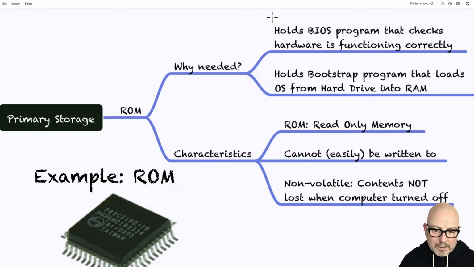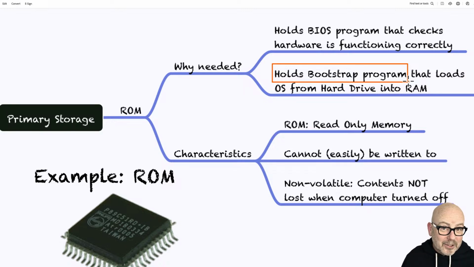First of all, it holds the basic input-output system, and that checks to make sure that the computer's functioning properly. Is there RAM? Is there an operating system? No, it doesn't check that. Is there a fan? It just checks to make sure all the hardware is there. And once it's checked to make sure everything's there, that an operating system could be run, the next thing that happens is that it runs the bootstrap program, which is this guy here. The bootstrap program's job is to load the operating system, which, when the computer's turned off, is sitting in secondary storage, and it loads it into RAM. Okay, so that is how that works.